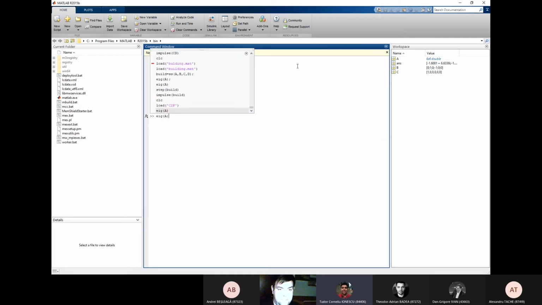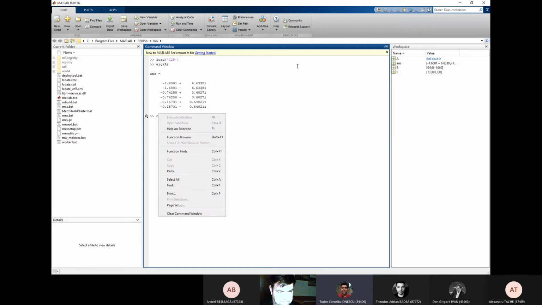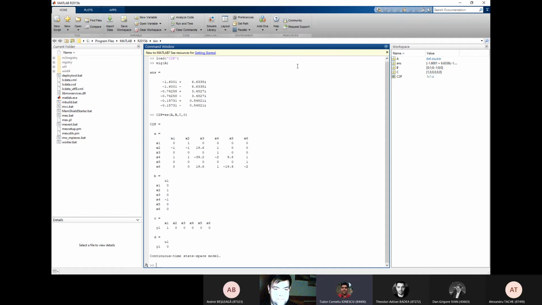If you perform step, I did not build the system. C2P is SS. We are going to recall all these commands A, B, C, and 0, because there's 1 input, 1 output. This is how the model looks like. And now you do step C2P, not 3, but 2P.